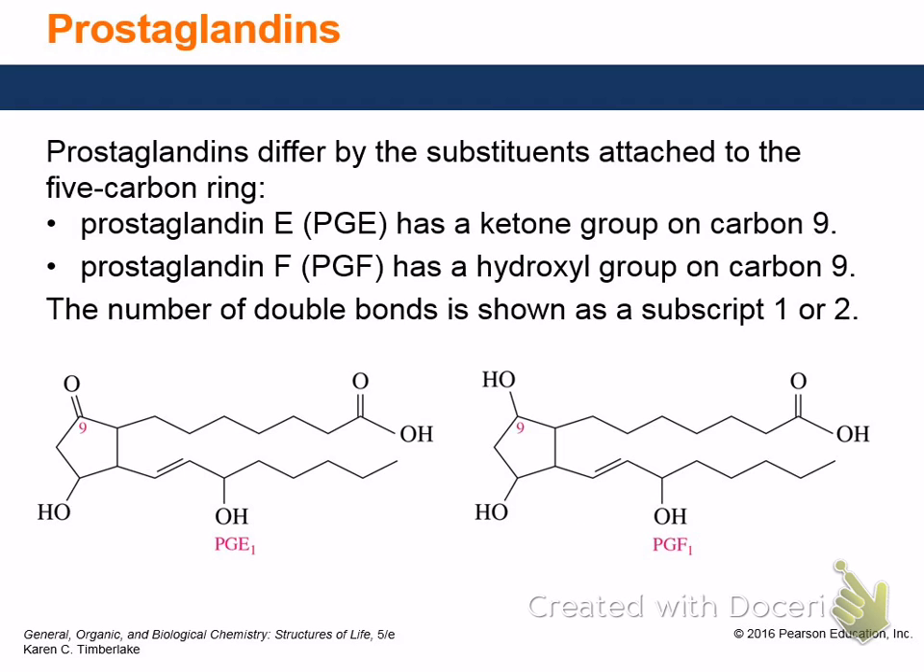All right, so prostaglandins differ by the substituents attached to a 5-membered ring that forms from arachidonic acid. Really quickly, 1, 2, 3, 4, 5, 6, 7, 8, 9, 10, 11, 12, 13, 14, 15, 16, 17, 18, 19, 20. So that's the arachidonic acid.